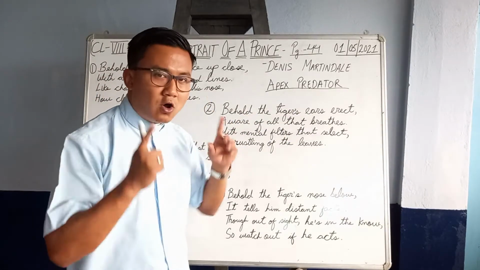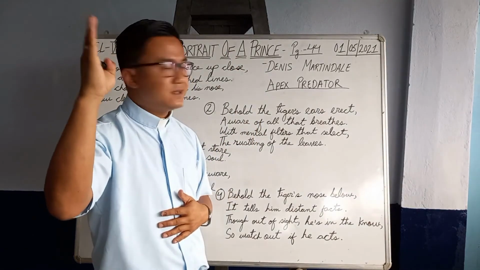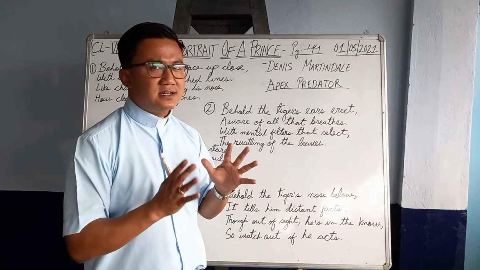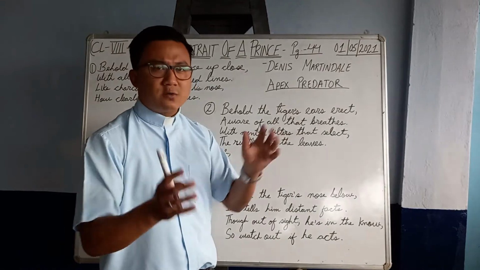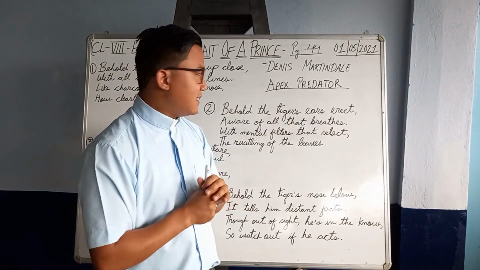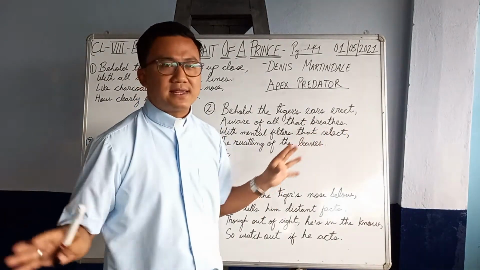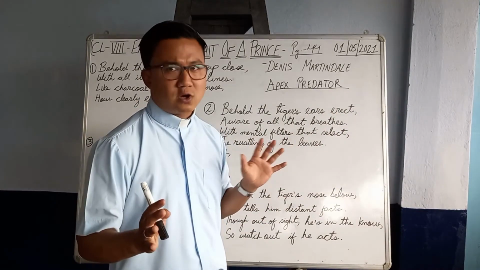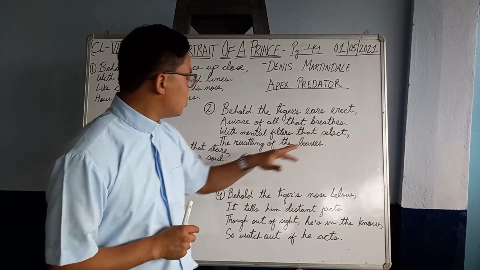Now, erect means always standing, very straight, very, very attentive. Okay, aware of all that breathes. Now, when a tiger hears something or when someone is around, the tiger's ears are always erect, very, very attentive, standing, and it's aware of what's going on around, the movements that are taking place. The tiger is very much aware of its surroundings, whatever is taking place around him. Okay, that's what is told here.